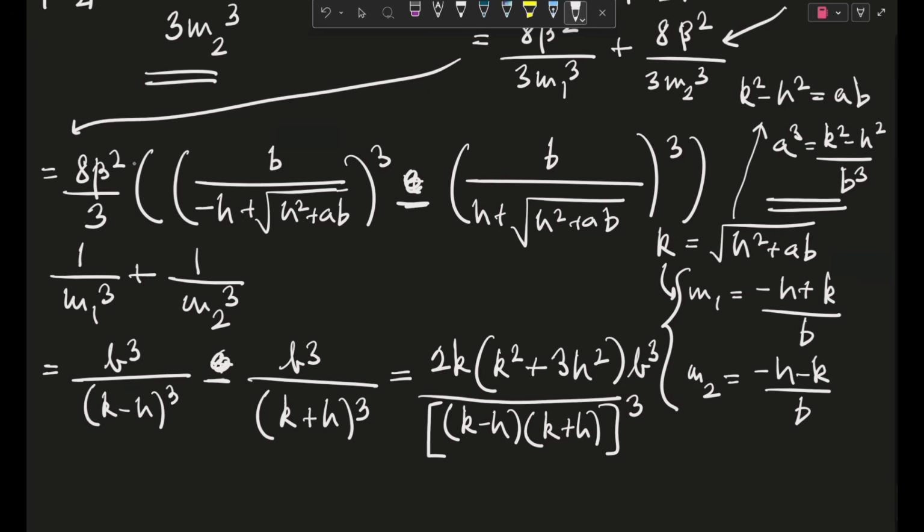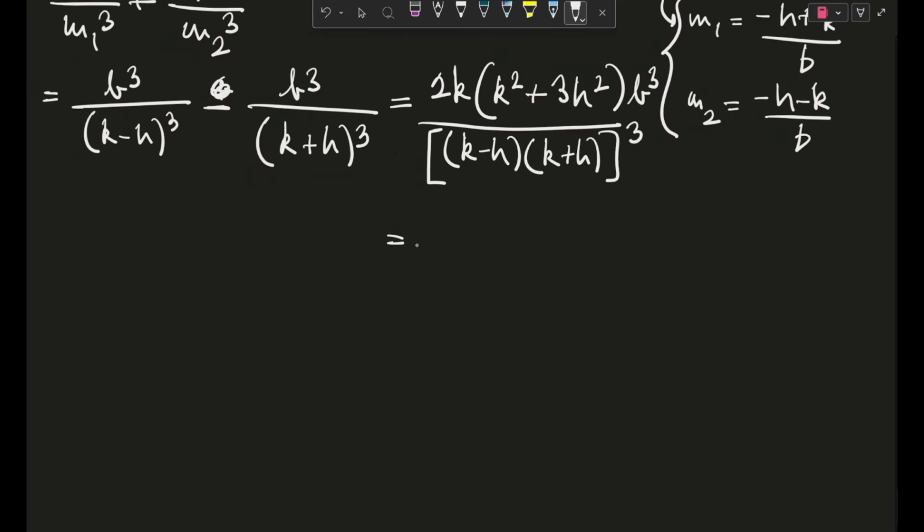Okay, I just noticed one thing. I had given a plus here, so this will actually be minus, because it is −h − √(h²+ab). So basically one minus is coming out from here and this is becoming minus. Please correct that. So our final expression for this thing comes out to be 2k times (k² + 3h²) whole divided by a³.